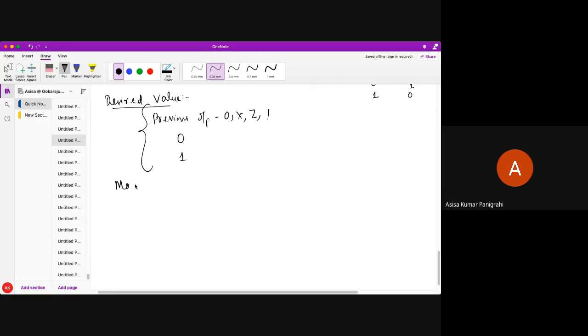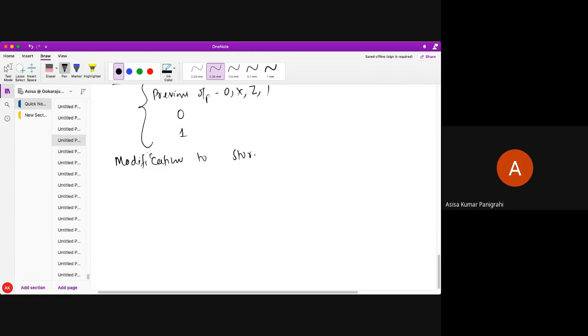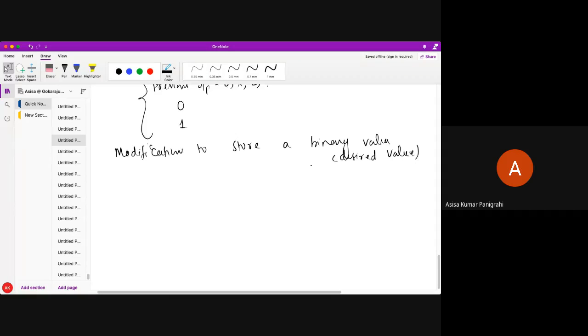What is that modification? See here. Modification to store a binary value. That binary value is nothing else, my desired value. So what is my desired value here? Let's say I want to store binary value 0 for 20 nanoseconds of time. After that, I want to store 1 for 40 nanoseconds of time. Then again 1 after 60 nanoseconds of time. So this is my desire now. These are my desired values.